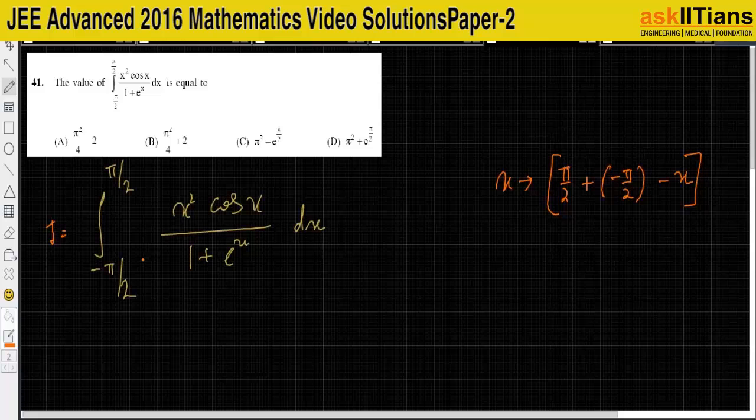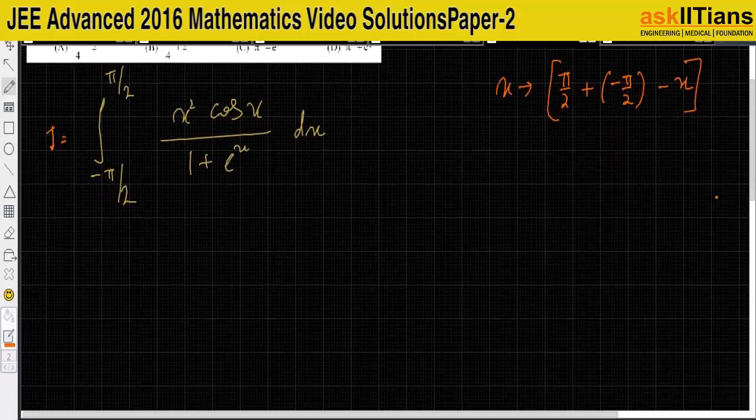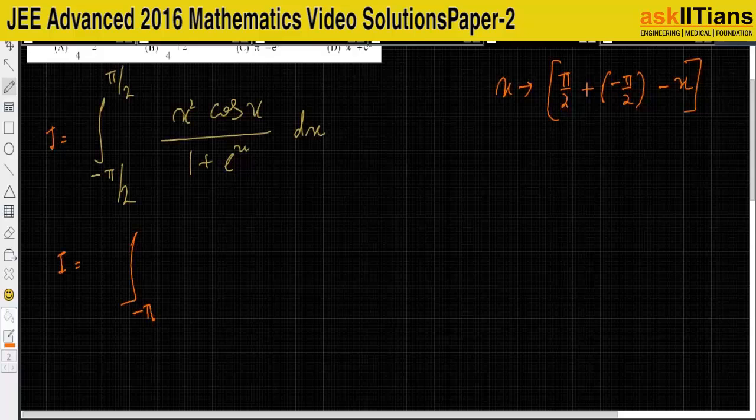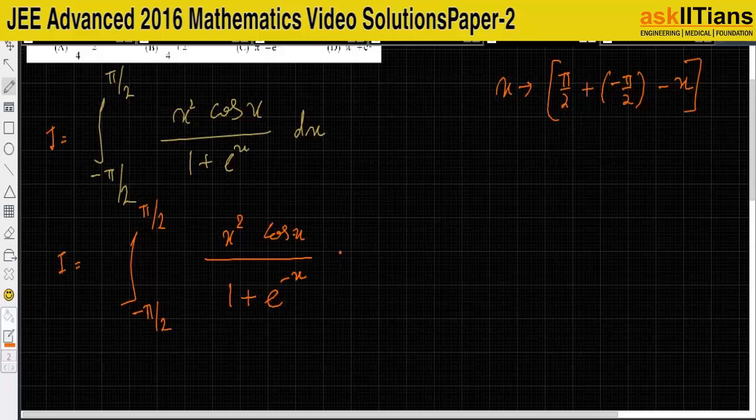So if I say this is I, and then if I use this property, then this integration will become minus pi by 2 to pi by 2. Limits will remain same, they don't change. Here I'll get minus x whole square into cos x. Cos of minus x will be cos x, right? So I'm simply writing cos x. Minus x whole square will also be x square, so numerator will remain same. Denominator will become 1 plus e power minus x and dx.